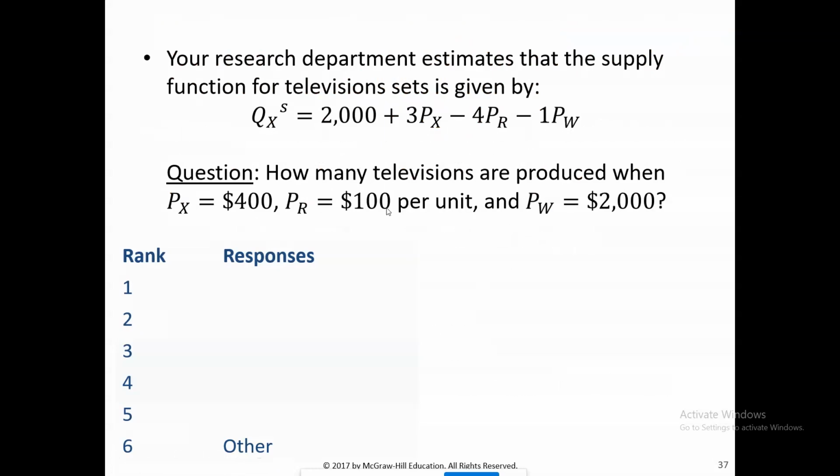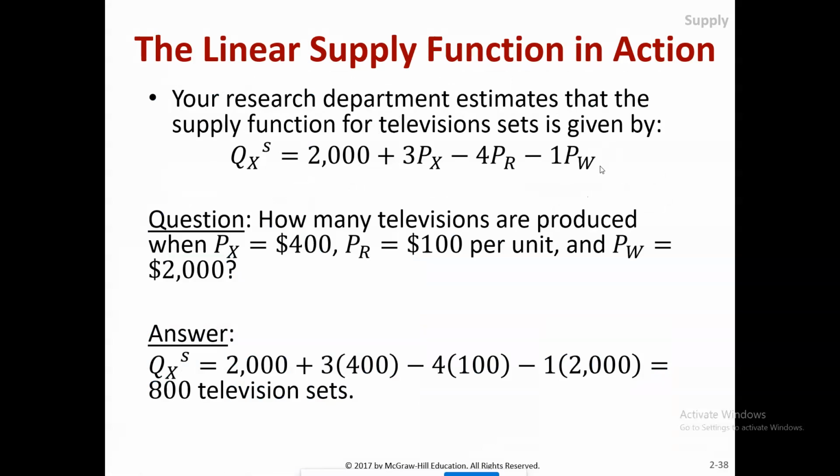Now I ask you how many televisions are produced whenever price of X is 400, price of related products is 100, and the input price is 2000. Please pause and come back for the answer. Then again, we simply plug those numbers into the mathematical expression, and we get the answer that the TV sets produced is 800.